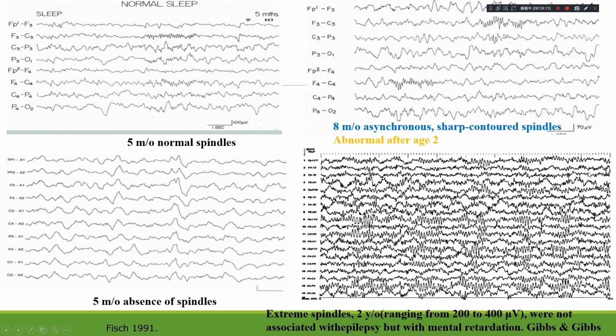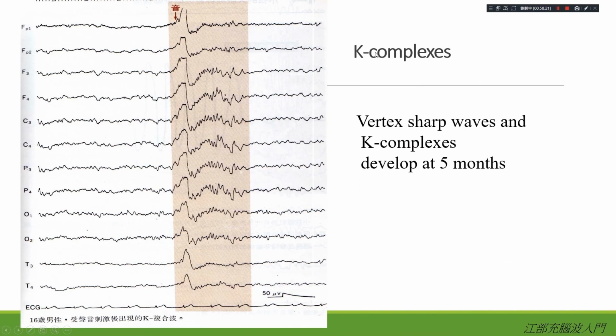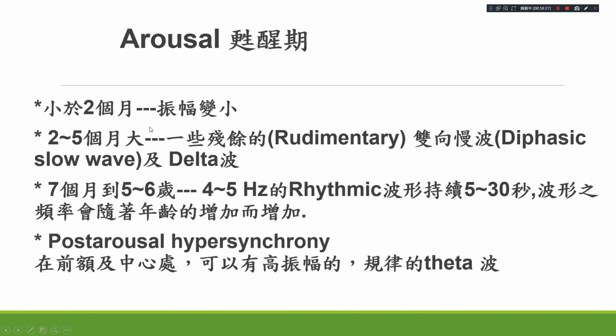And this is a prolonged spindle or extreme spindle, and this is usually associated with mental retardation or autism. We will consider this an abnormal spindle. And K complexes usually develop at 5 months of age. And this is the arousal.